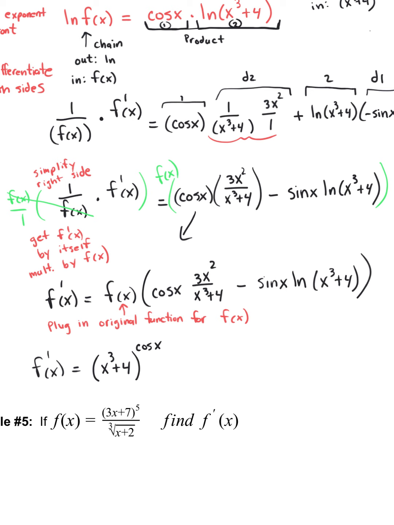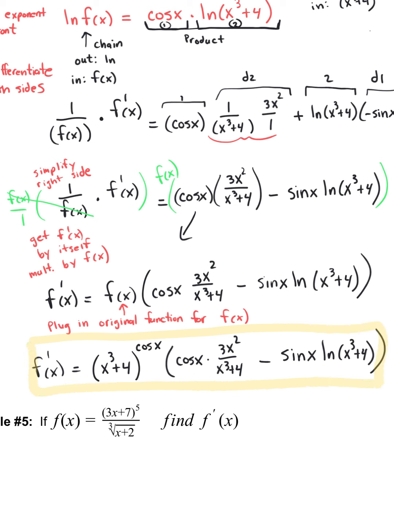So there it is. And then we bring this whole big monstrosity down. So it's messy. So we just bring it along. Cosine of x times 3x squared over x to the third plus 4 minus the sine of x times ln of x to the third plus 4. Ta-da! There it is. Logarithmic differentiation. A lot of writing, a lot of steps. Okay, I hope that made sense.